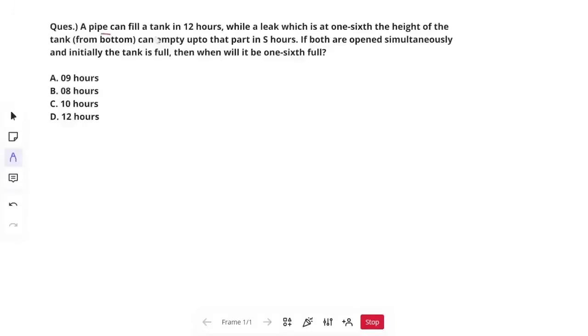A pipe can fill a tank in 12 hours. Okay, this data is given. So based on this data, what we can write is, filling rate is going to be 1/12 per hour, right? In 1 hour, it will be 1/12, right? Next is, leak is at 1/6 of the tank and can empty that part in S hours. Okay, so what can we write in that case? Emptying rate is equal to 1/S per hour.